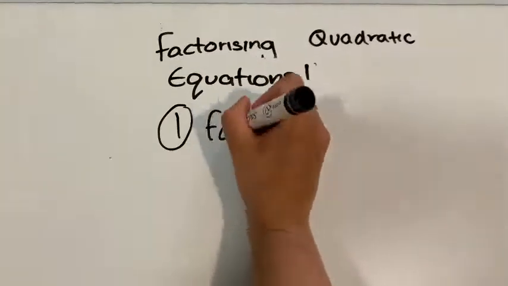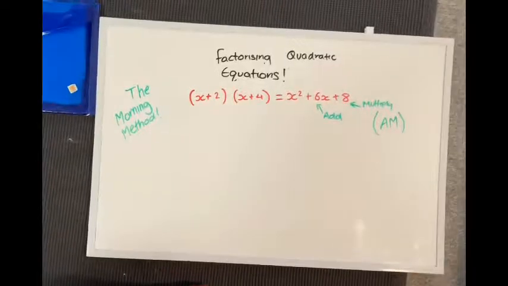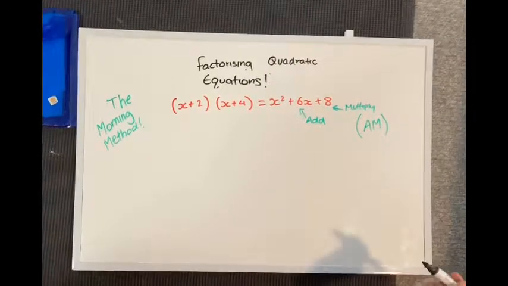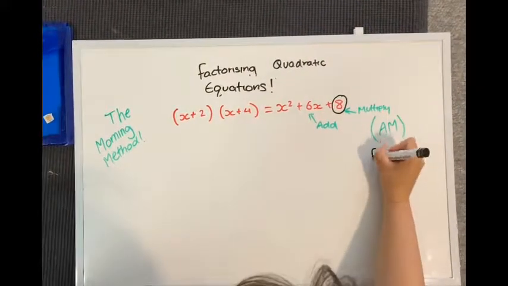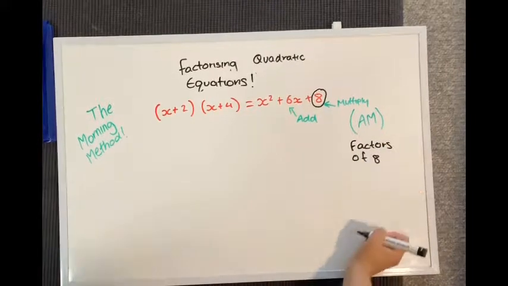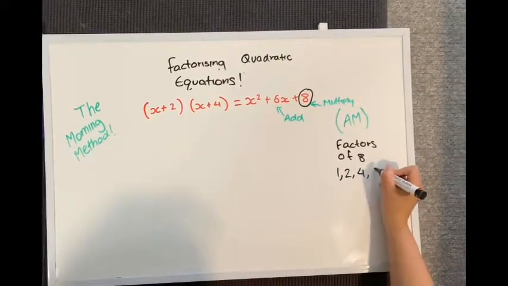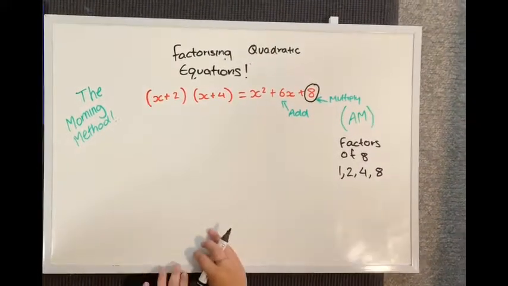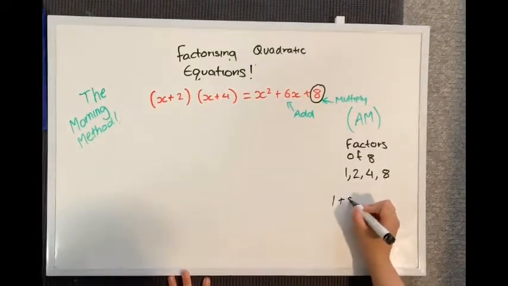Next, we have solving quadratic equations using factorising and the formula. Let's start with the AM method. With the AM method, the two numbers in the brackets must add together to make the coefficient of x. The two numbers must multiply to give the constant term. So we can see that with x squared plus 6x plus 8, we must find two numbers that add to give 6 and multiply to give 8. This is called the AM method because of the A from add and the M from multiply.